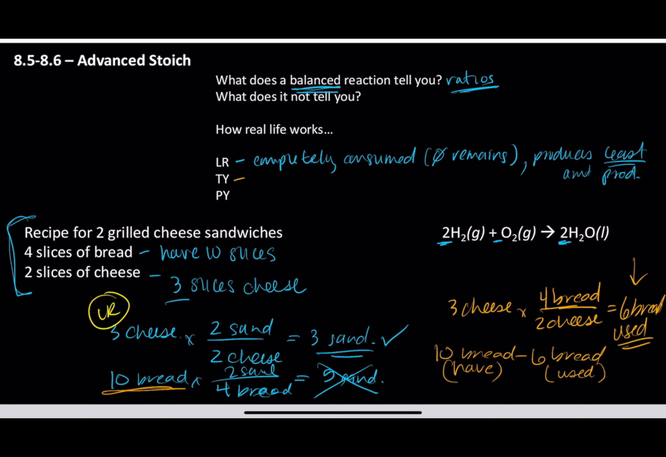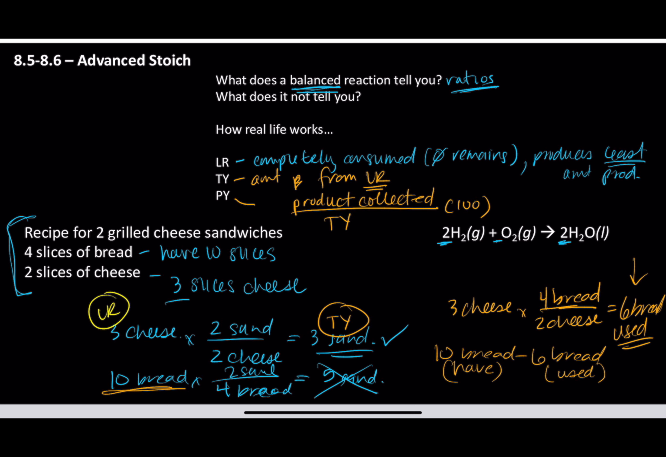So the theoretical yield is the amount produced from the limiting reactant, which means that these 3 sandwiches here would be considered my theoretical yield, the amount that I could produce based on my limiting reactant being the one that's going to run out. And the percent yield is just an equation, the same as every percent, where it's the part over the whole. The part is the product that is collected, the amount that is actually collected, over the theoretical yield, the amount I was supposed to produce, times 100, because in real life, things don't often come out to 100%.